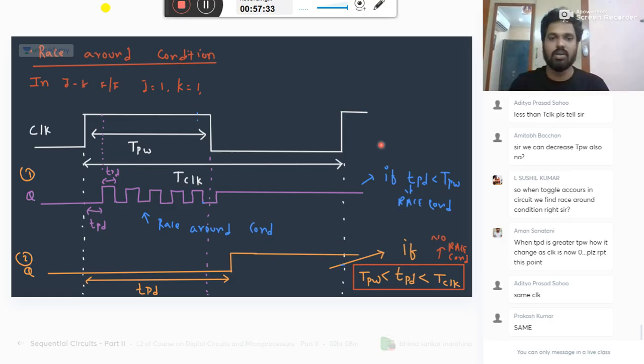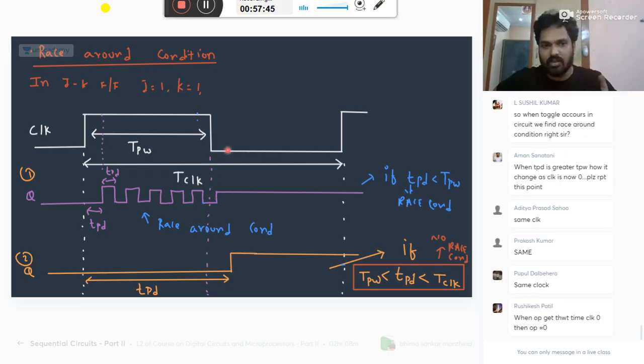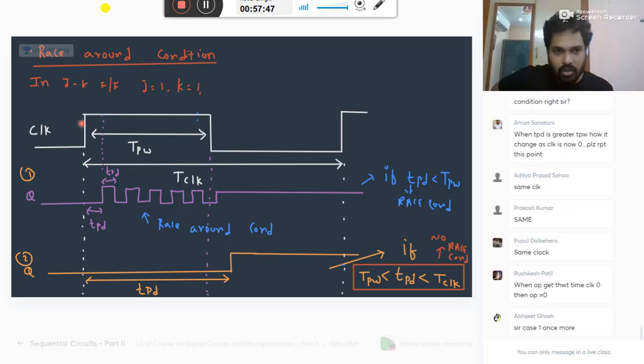I want the same clock. Everybody is having this misconception. Everybody, please see one thing. Sir, when the clock is 0, how is it changing? Here also the clock is 0, how is it changing? Remove this misconception from your mind. I am telling you, please see here. During clock 1, you applied the input. That change happens lately.